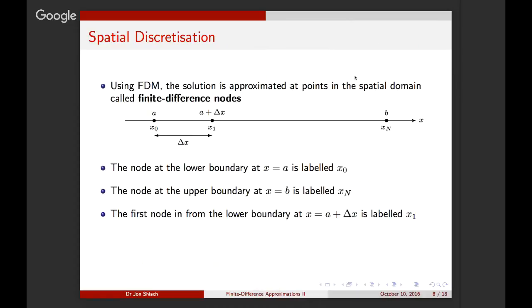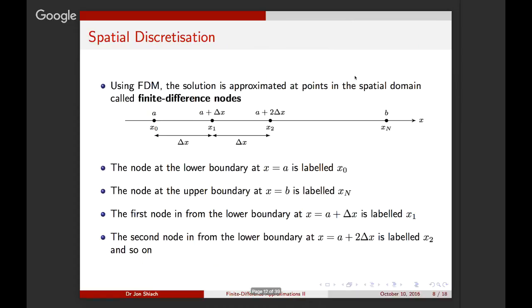And then we start to split up our domain. So let's say we're working with a step length of delta x. Our second node in from the left is going to be labeled x1, and that's going to have coordinate x equals A plus delta x. The next one will be x2, and that'll be A plus 2 delta x. So you start to see the pattern. Whatever the subscript is, it's a multiple of our step length. So that's the first thing we do: we discretize our spatial domain.